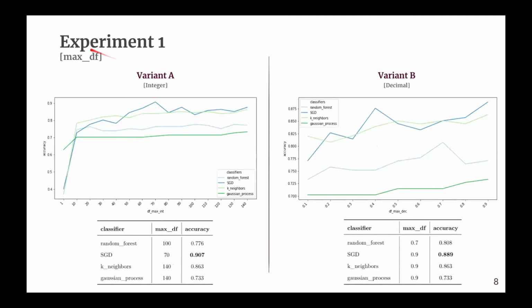The last parameter that we tried out here was max_df. Again, we can see a trend in both of them, although it's a little bit different in integer than it is in decimal. But overall, having a greater value of max_df is actually better for the accuracy, meaning that we can enhance our performance by increasing this value. Overall, we got a quite good accuracy of 90.7% for the integers, and for the decimals, we got 88.9. Again, we conclude that having integers is better than decimals.